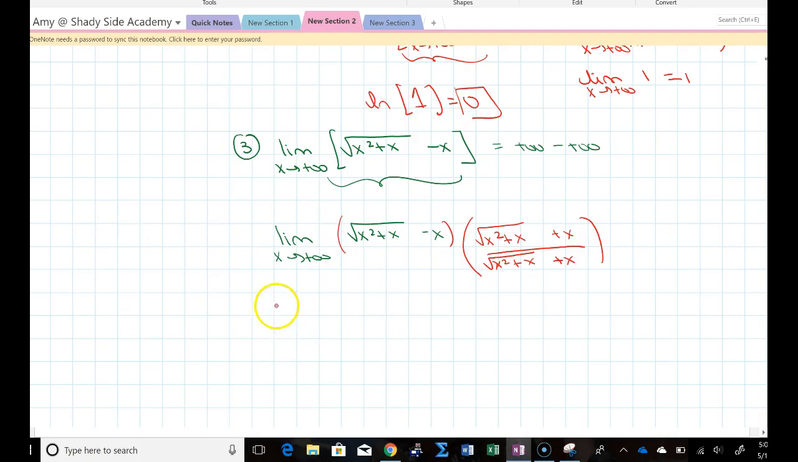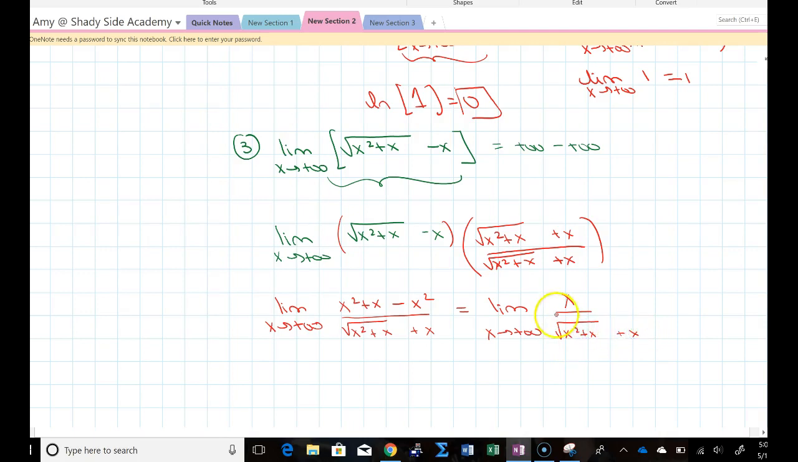And again, watching your algebra, the limit as x approaches positive infinity, okay, I have a difference of squares. So a minus b times a plus b, we get a squared, which is just x squared plus x, minus x squared, all over square root of x squared plus x plus x. And we're going to have the limit as x approaches positive infinity, right, we're cleaning, I get x all divided by, all right, square root of x squared plus x plus x.